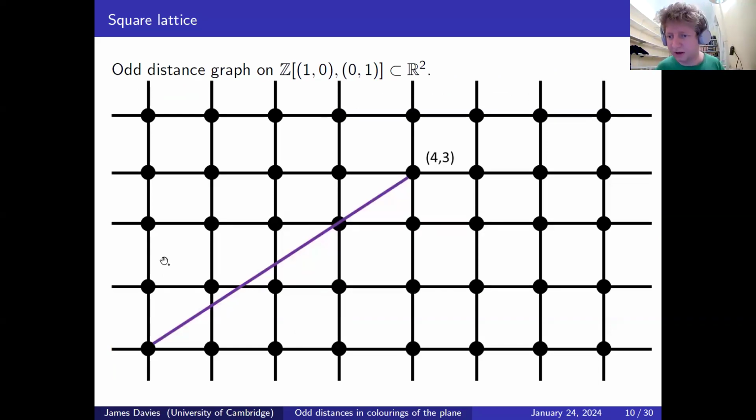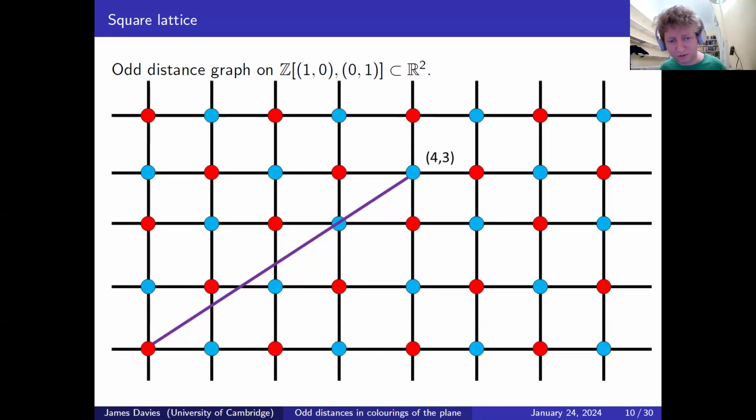We also have some extra kind of edges. For instance, we can have edges of this form that go 4 along and 3 up. And this is just Pythagoras, 4 squared plus 3 squared is 5 squared. So this is an odd distance. So perhaps already you could hope that the odd distance graph on the integer lattice has infinite chromatic number. But this turns out to be false, and actually you can 2-color it.